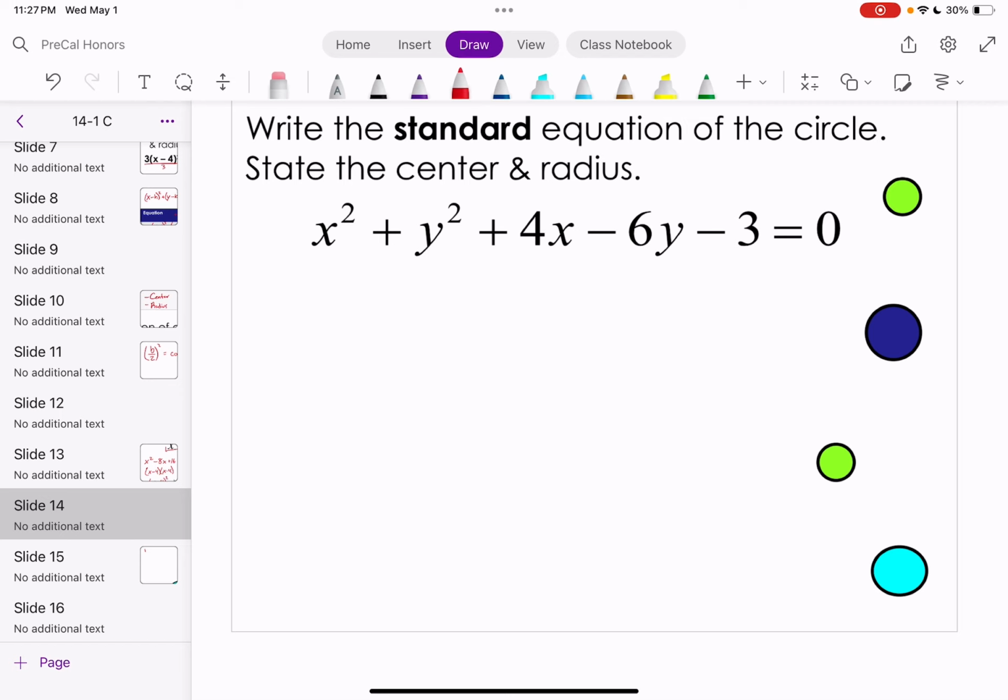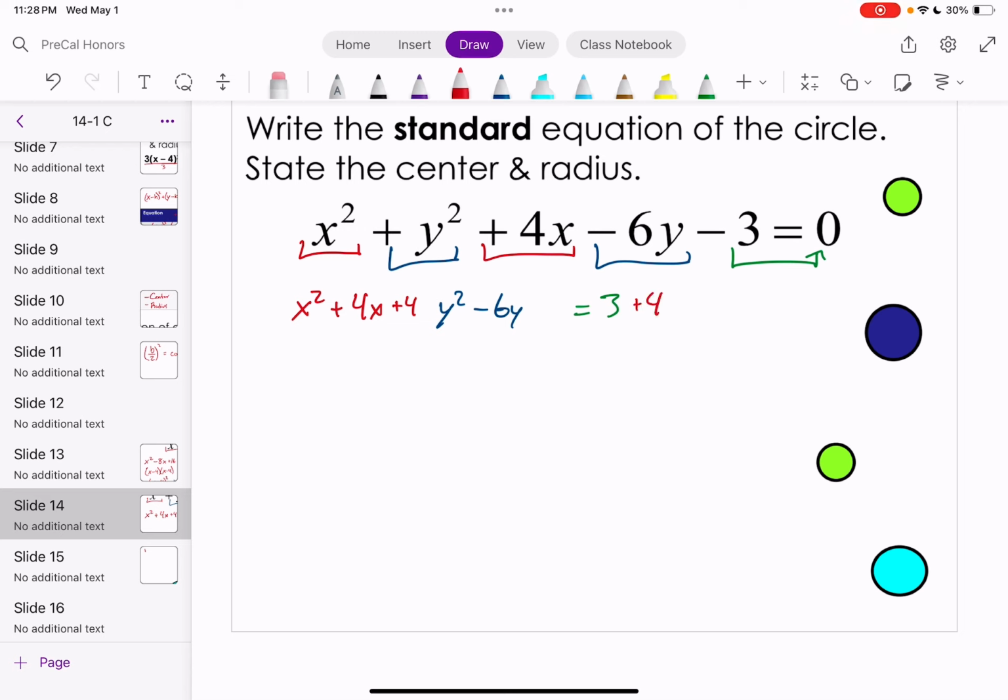We're going to complete the problem the exact same way. We have x squared plus 4x. We have y squared negative 6y. And we're going to move over the 3 to the right-hand side. 4 divided by 2 is 2. Squared would be 4. So the fact that we're adding 4, we're going to add 4 to the right-hand side as well. We have negative 6 divided by 2 is negative 3. Squared is positive 9. So we're going to add 9 as well.